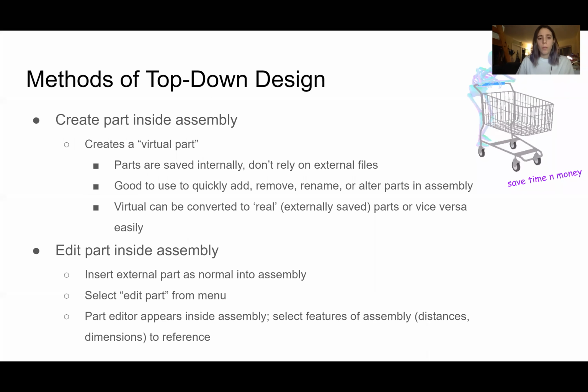So when you edit a part inside an assembly, let's say that you import something as normal, select edit part, what it's going to do is enter the part editor, but it'll still show you where that part is in the assembly. It'll show everything else grayed out. And you can actually use the assembly to define stuff in your part, even though it was created externally. So these are some things you're going to see in the demo, hopefully if the demo works correctly, because SolidWorks has been frustrating today. But that's some stuff I'm going to try to show you.